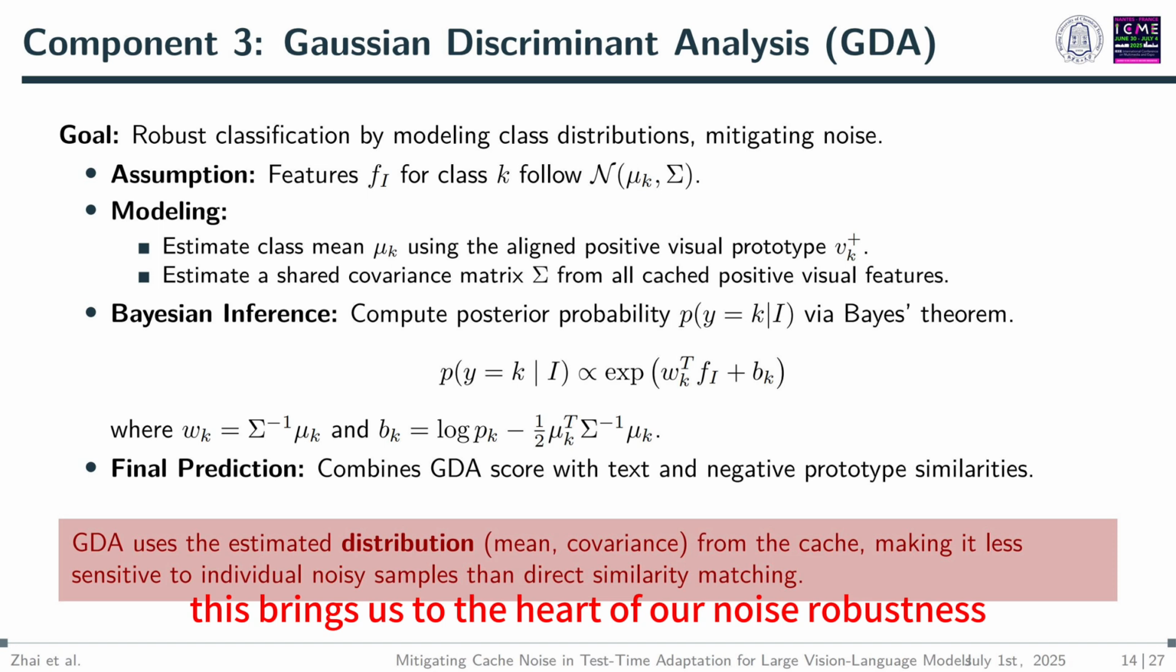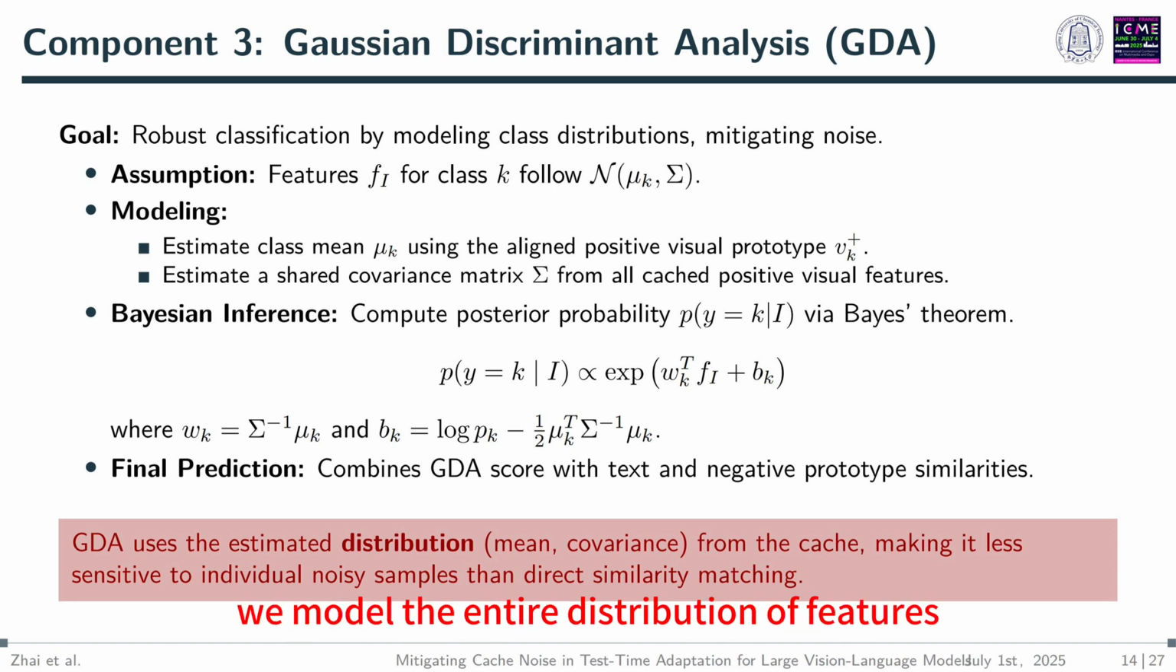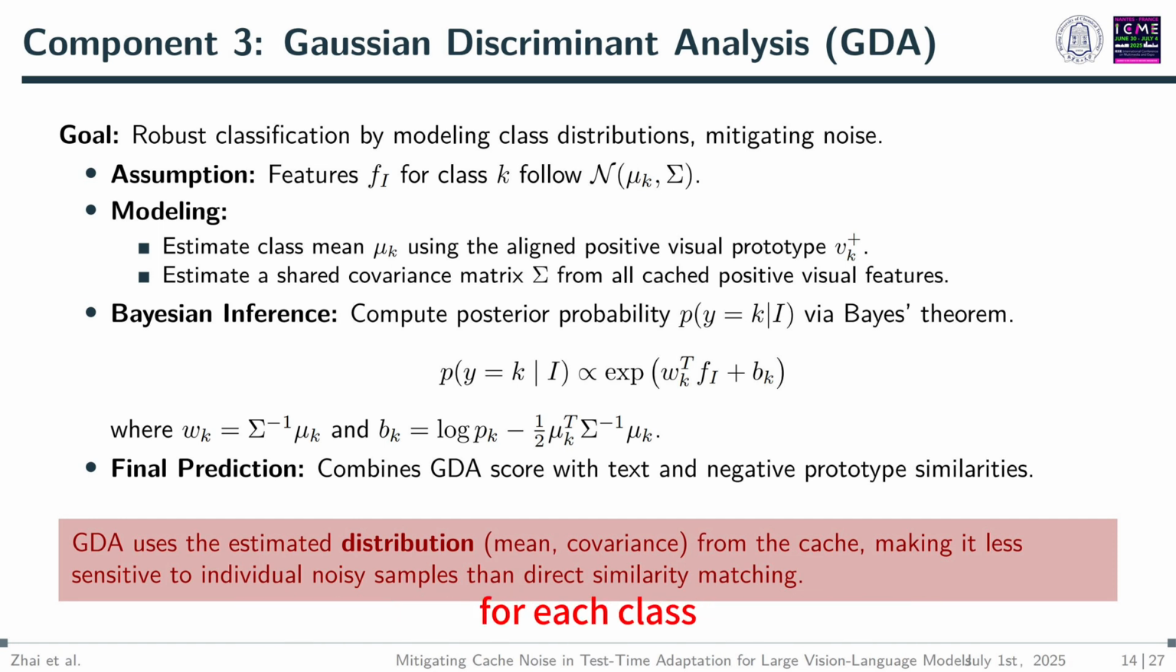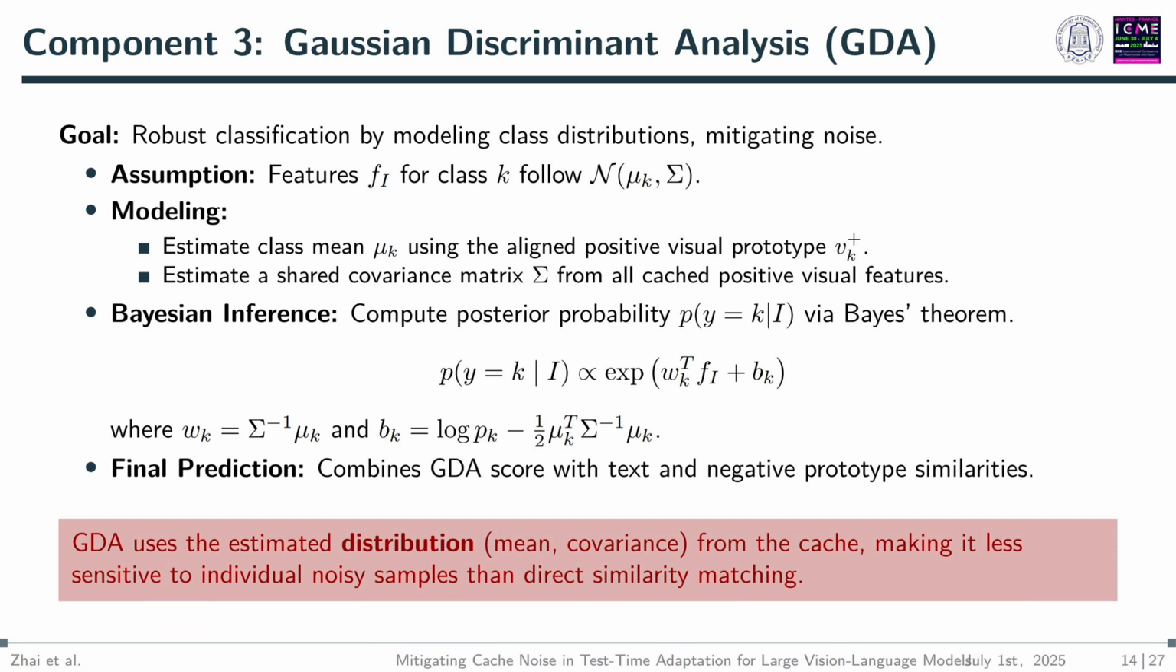This brings us to the heart of our noise robustness, Gaussian discriminant analysis. Instead of relying on simple similarity to a potentially noisy prototype, we model the entire distribution of features for each class as a Gaussian. We estimate the mean and a shared covariance matrix from our aligned cache. The key takeaway is that by using the entire distribution, our classifier becomes much less sensitive to individual noisy samples or outliers.